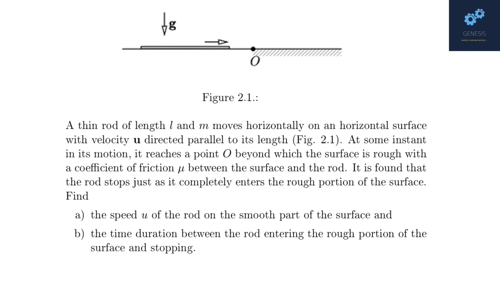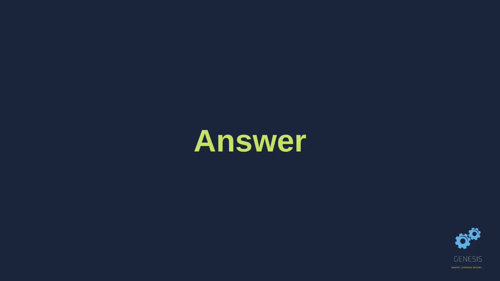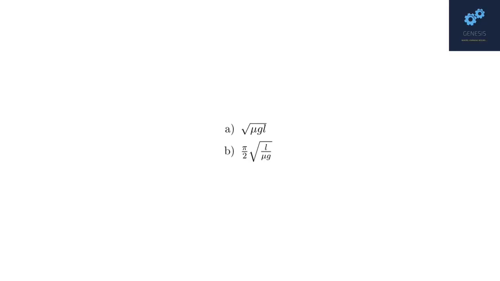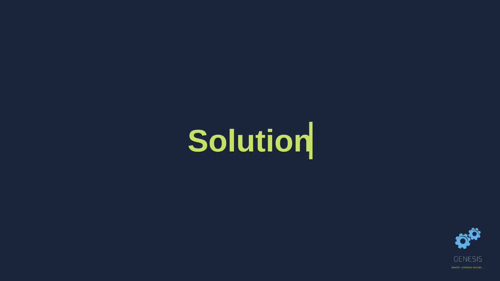Find part A, the speed u of the rod on the smooth part of the surface, and part B, the time duration between the rod entering the rough portion of the surface and stopping. I suggest you pause the video and try this question on your own. These are the answers to the question. We now go ahead with the solution.